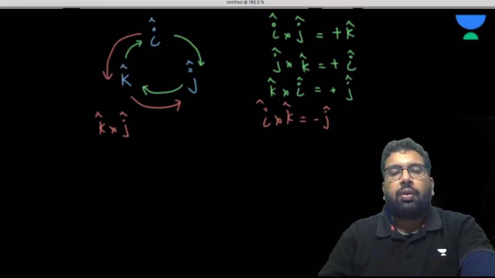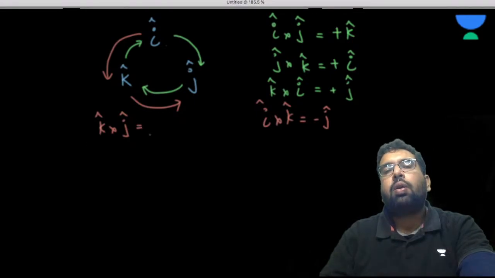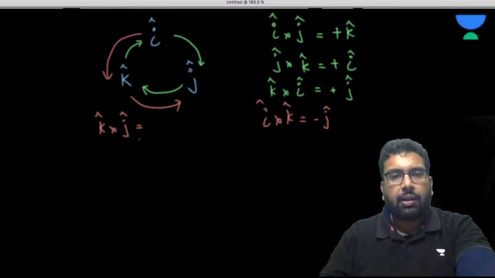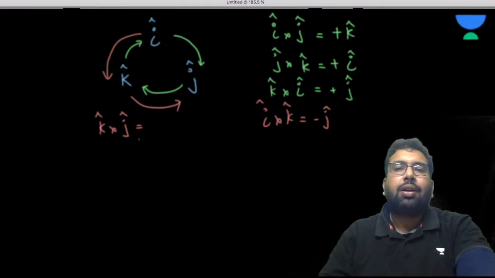Okay, so we are continuing from the last session and we are seeing the cross product of vectors. This is going to be the last session on vectors. I'll be completing vectors today itself so that we can continue with our physics.